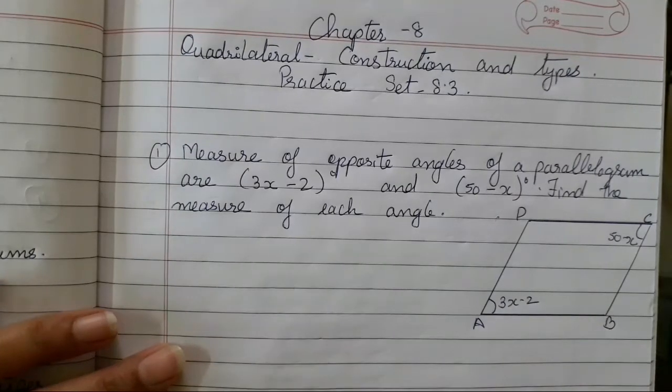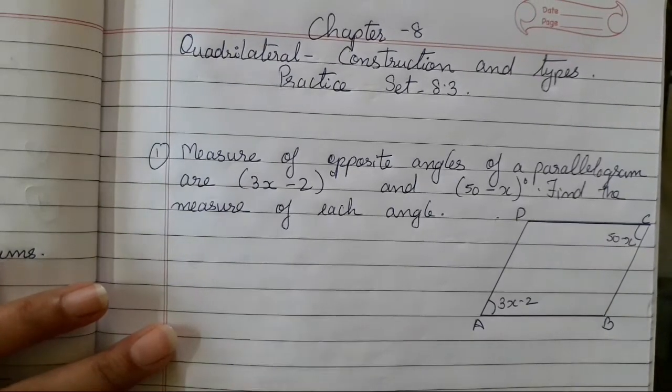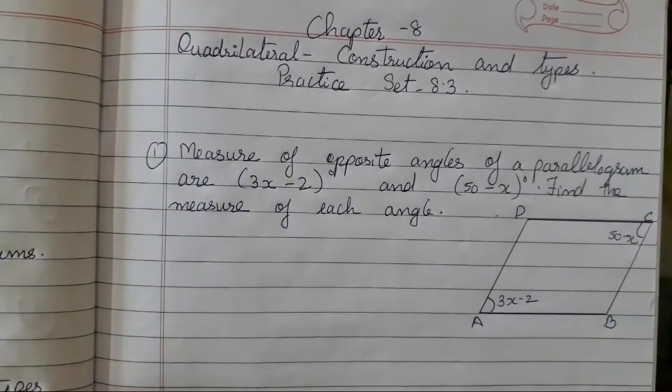Hello everyone, today we are going to do standard 8th, chapter 8, that is quadrilateral construction and types. Practice set number 8.3. The other exercises from this chapter have already been completed. The link will be given in the description box. So let's start with exercise 8.3.